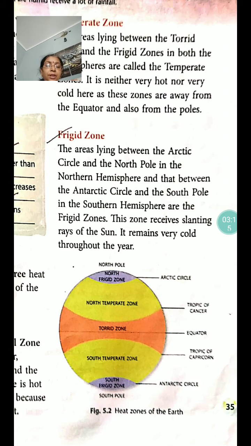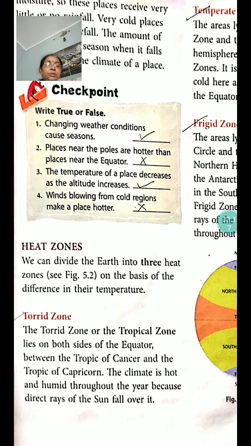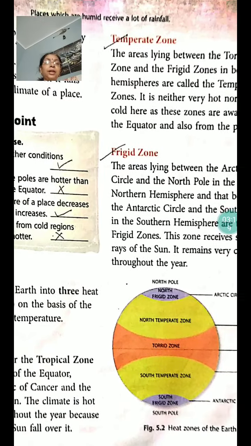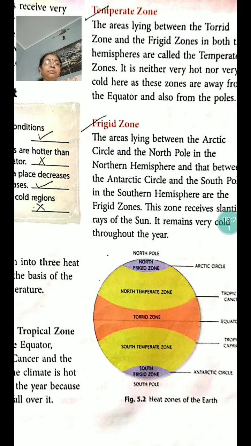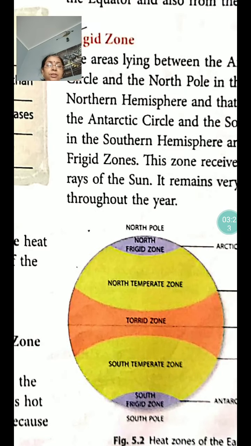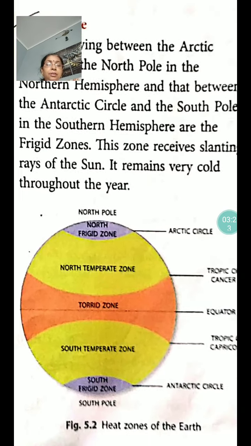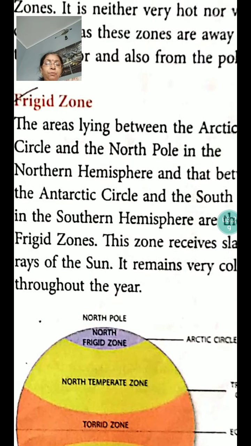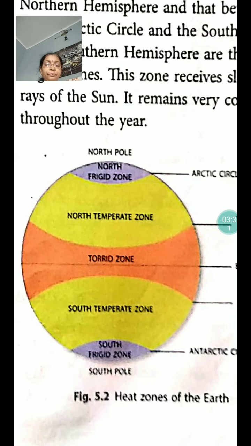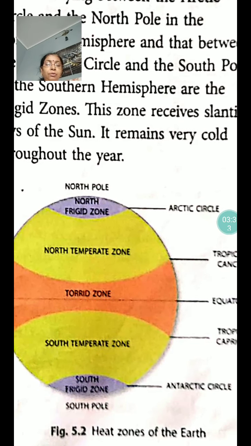So, children, there are 3 heat zones. First one is the torrid zone, second one is the temperate zone, and third one is the frigid zone. And this is the diagram you can see. This is the North Pole, this is the South Pole, and the North temperate zone, South temperate zone.